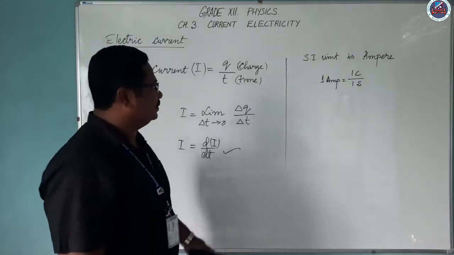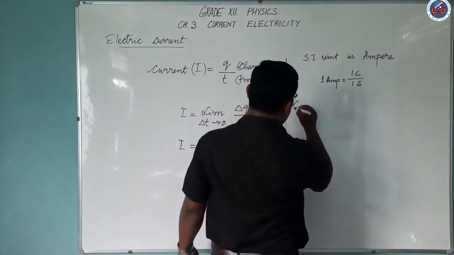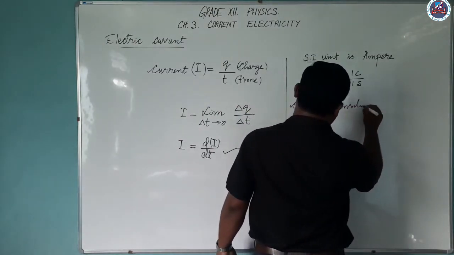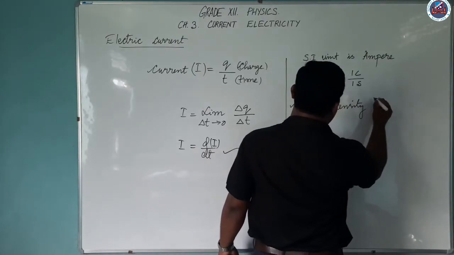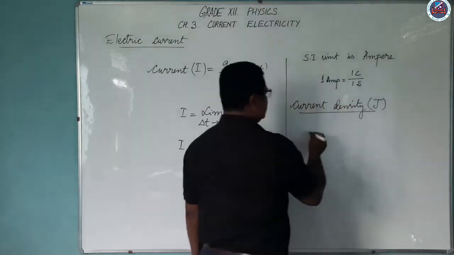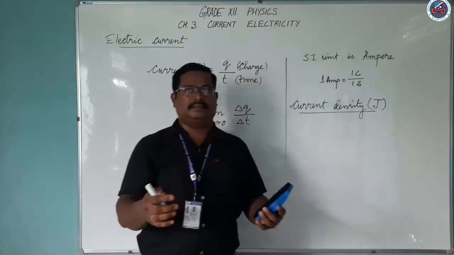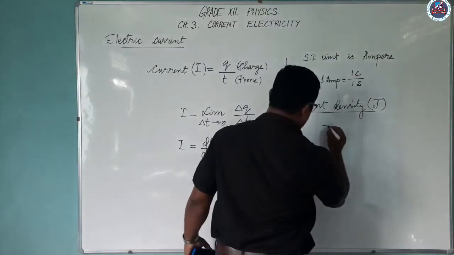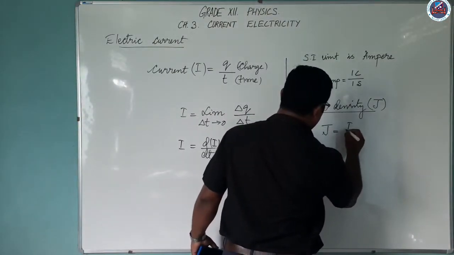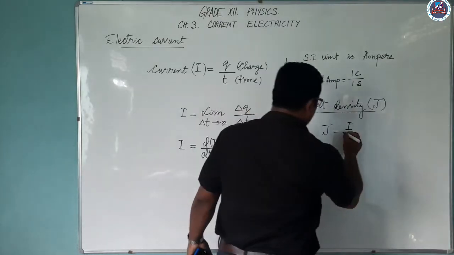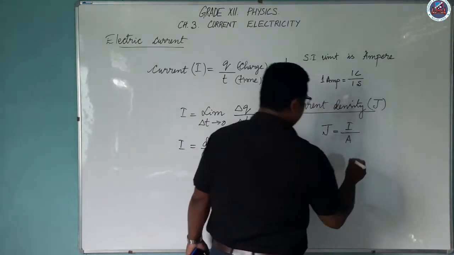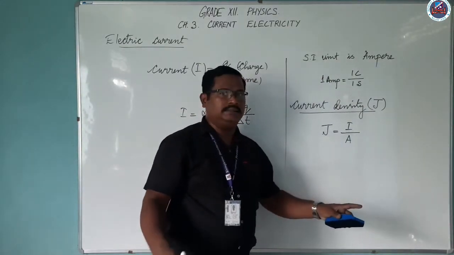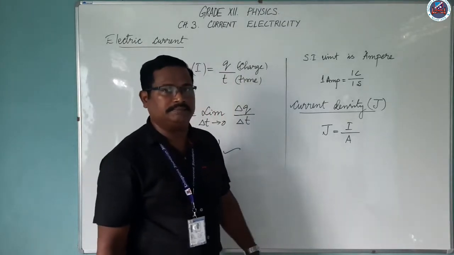The next thing you'll have to know here is about current density. We represent it with capital letter J. Current density indicates the concentration of charges, or we can say current density J is equal to the amount of current per unit area of the conductor. The amount of current per unit area of the conductor, we call it as current density.